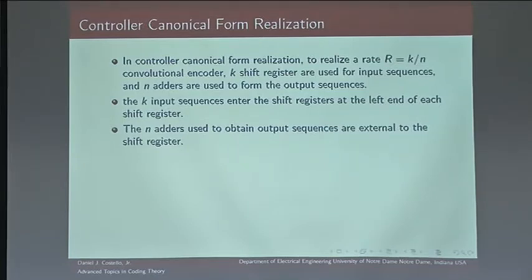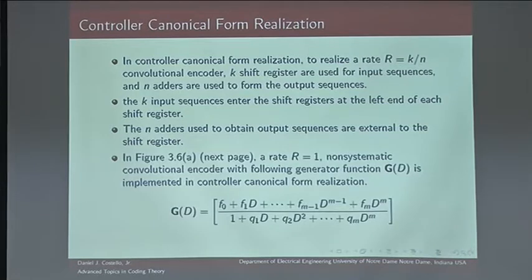Otherwise, we don't have, like when we showed feedback encoders, sometimes we had an adder. No, we didn't have that yet. No, we haven't had an example of that. But you can have realizations where you will have adders internal to the shift register. But this form doesn't allow that.